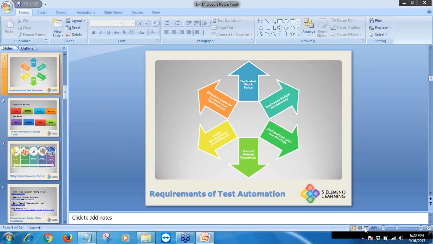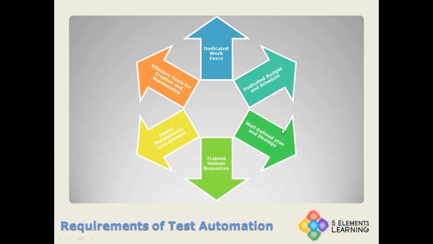Okay, no questions. Let's move ahead. So, what are the requirements for doing test automation? We should have a dedicated workforce available. Generally speaking, you should not try and ask manual testers to also do automation. You should try and have a different team for automation. A dedicated budget and schedule should be allocated for the automation activity. It is not an activity which you can just start in an ad hoc manner, and that's why you should have a well defined strategy and plan.